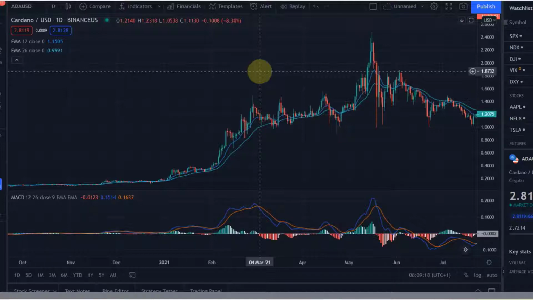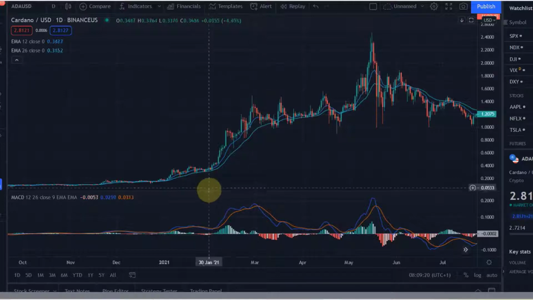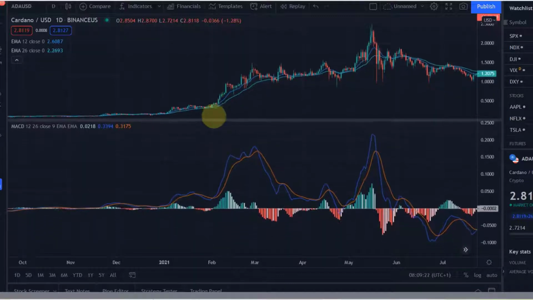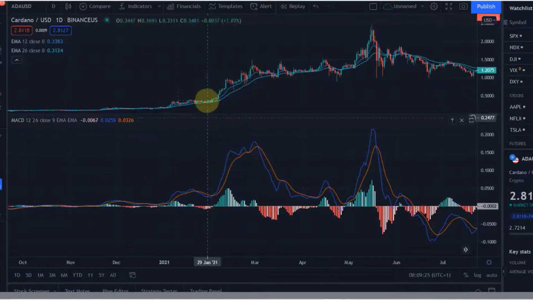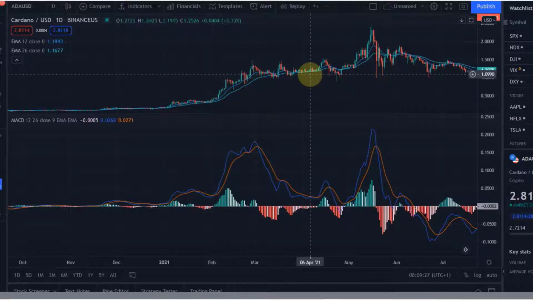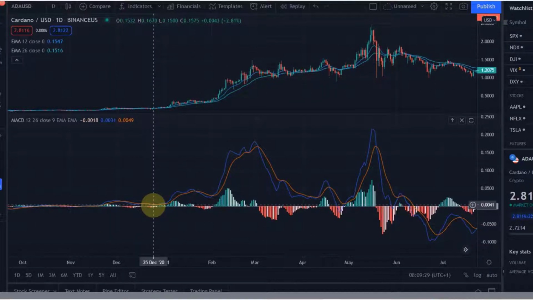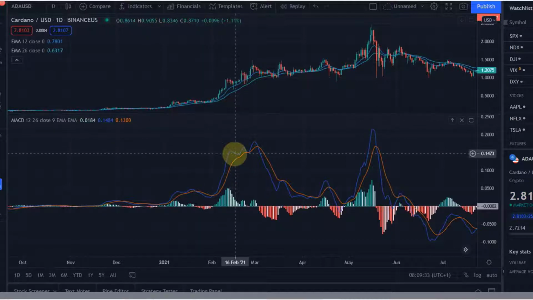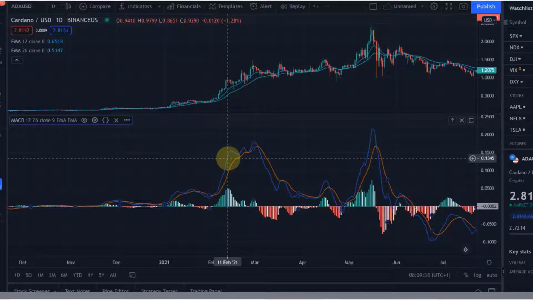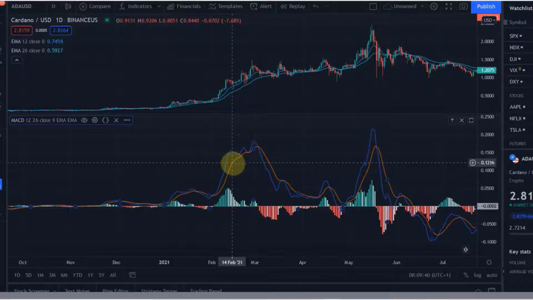So what is the MACD? Let's start with that. The MACD is an oscillator that can be used together with just price action and moving averages, for example, to understand possible entries and exits out of trades. The MACD consists of two lines here. The blue one is the so-called MACD line, and the red one is the indicator line.